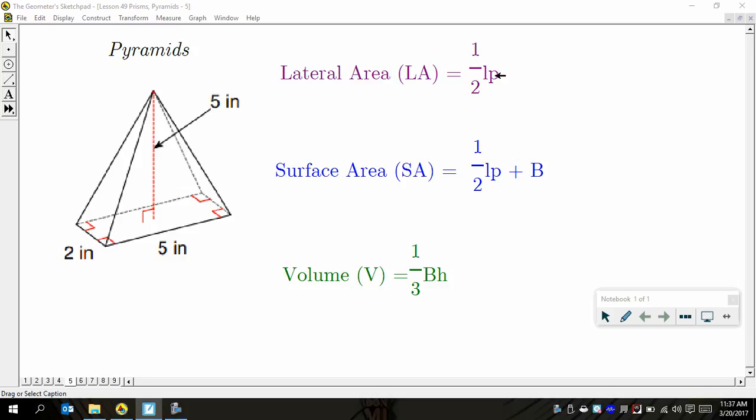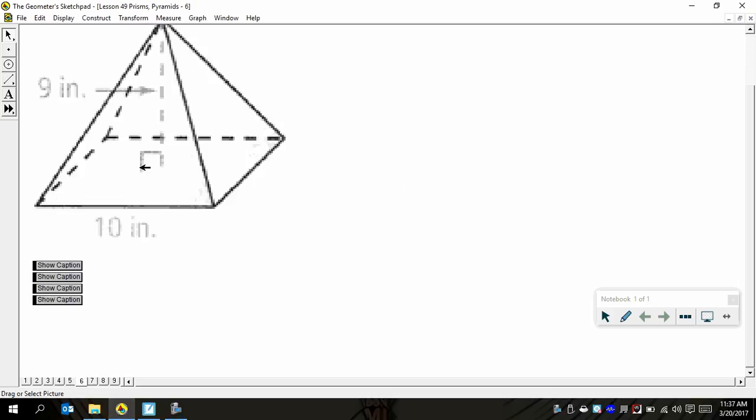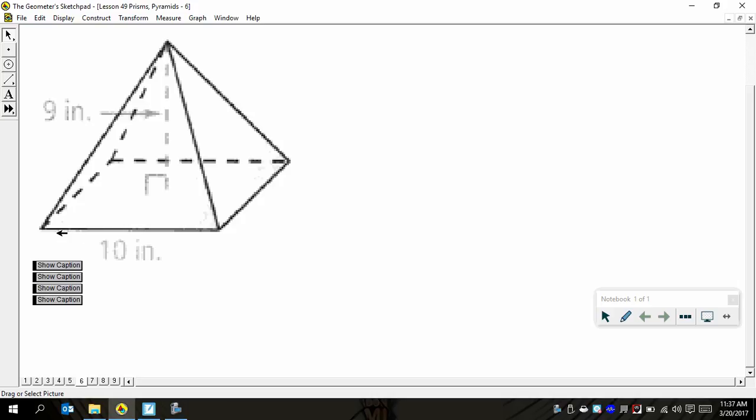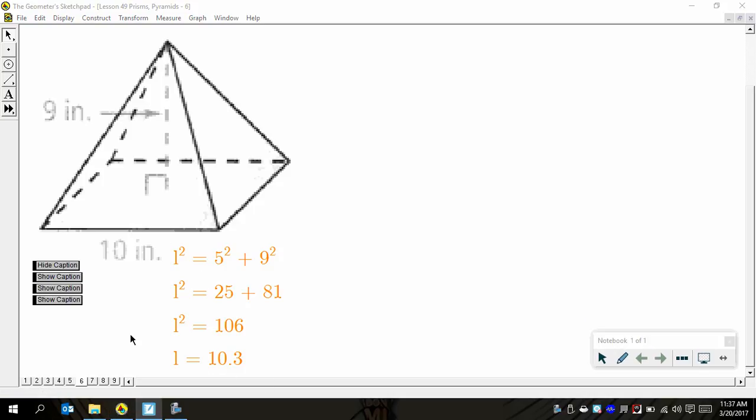And again, the slant height is L. P is the perimeter of the base still. Capital B is the area of the base, so just like in a prism. So if we look at this pyramid, I have a square base that's 10 by 10, and I have a height of 9, and we're going to need to find L, the slant height, so we're going to use Pythagorean theorem, L being the hypotenuse, to get the slant height as 10.3, just like we did with cones.